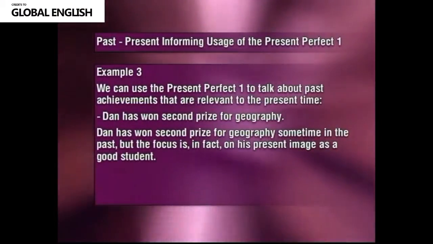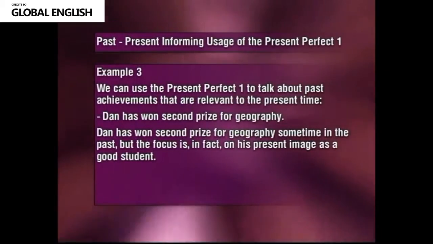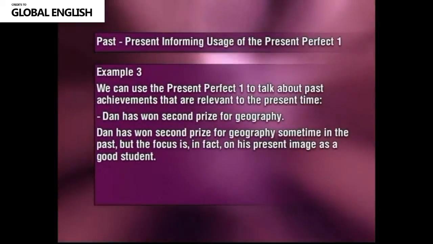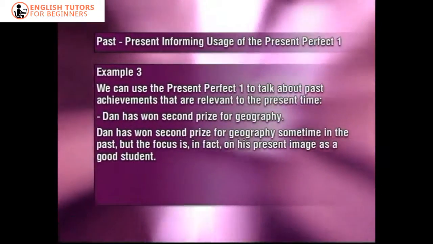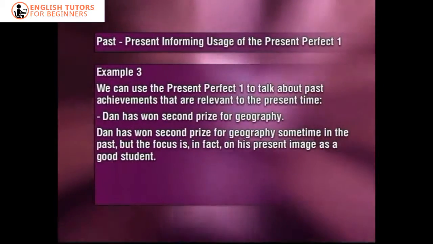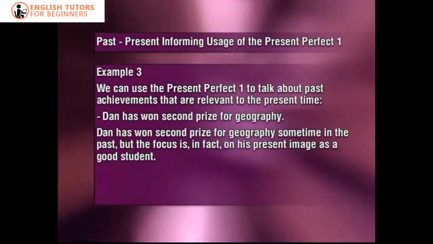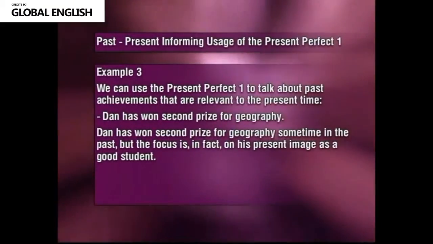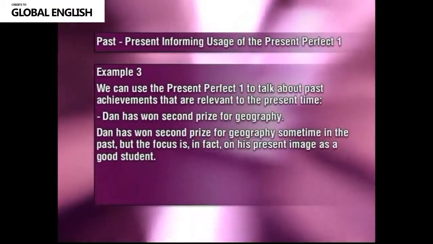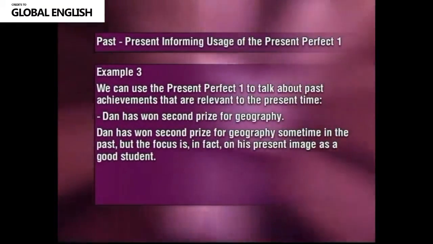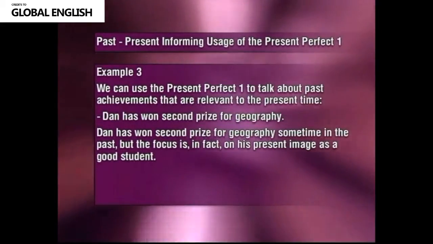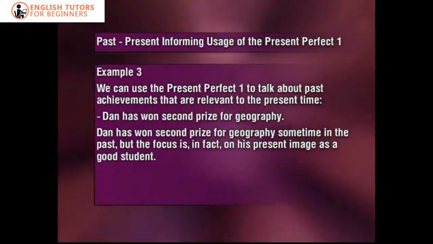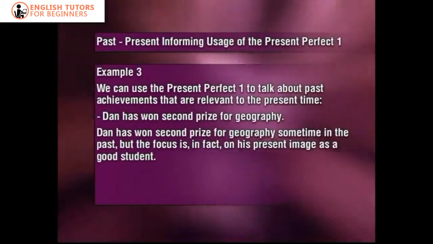Past-present informing usage of the present perfect one. Example 3. We can use the present perfect one to talk about past achievements that are relevant to the present time. Dan has won second prize for geography. Dan has won second prize for geography sometime in the past, but the focus is, in fact, on his present image as a good student.